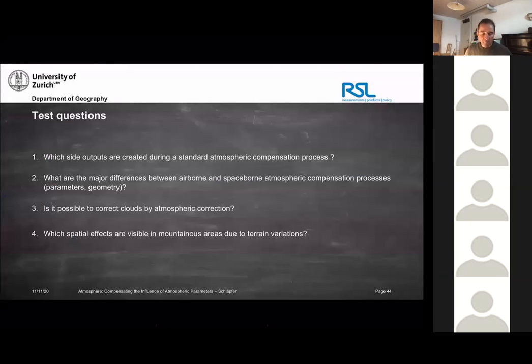So that's just for spatial effects. Now, some test questions regarding those.